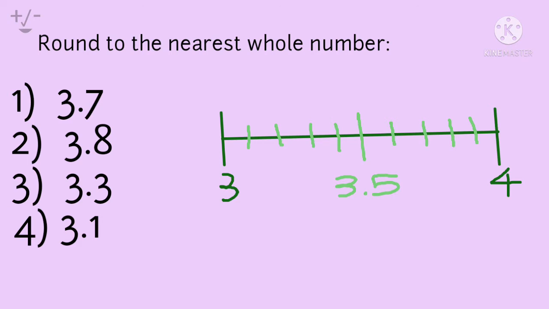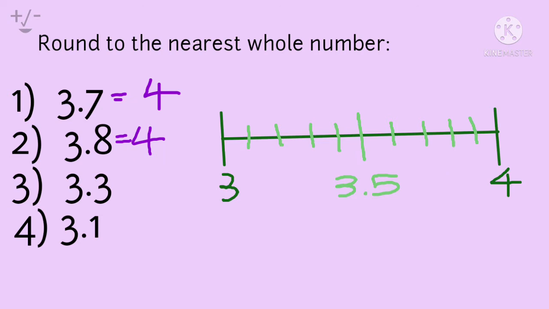Let's start by looking at the first question. Round 3.7 to the nearest whole number. So on the number line, we can see that 3.7 is around here. Therefore, since it's greater than 3.5, we can round it to 4 as the nearest whole number. The next question says, round 3.8 to the nearest whole number. Since 3.8 is located here on the number line, it's greater than 3.5, and therefore closest to 4. So we round 3.8 to 4 as the nearest whole number.